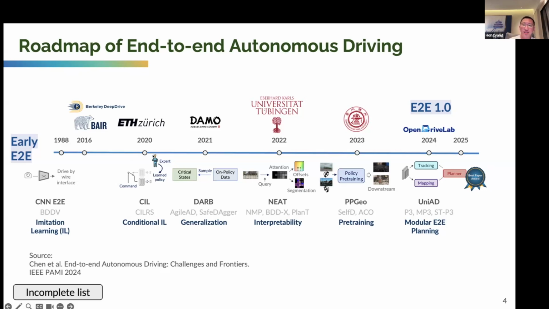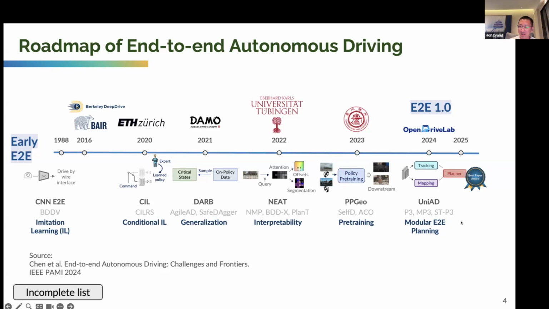Through the years, we can see a bunch of methods. You can group them into different categories, whether conditional imitation learning, generalization, or interpretability, where the network uses multimodality from Andreas Geiger's team. We also have PPGeo and also SelfD, ACO. They all work on the pre-training stage.